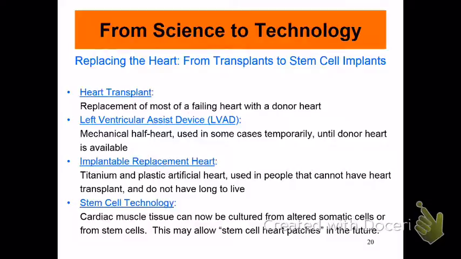Okay, this is just something that the book included that I thought was interesting. A heart transplant, the LVAD machine, it says, is a mechanical half heart used in some cases until the heart donor is available. They use that all the time on Grey's Anatomy, so I'm all up to knowledge on that. An implantable replacement heart, a plastic artificial heart, is used in people that cannot have heart transplants. They don't have long to live. And then with stem cell technology, they're making valves and things like that with stem cells. So that's all interesting.